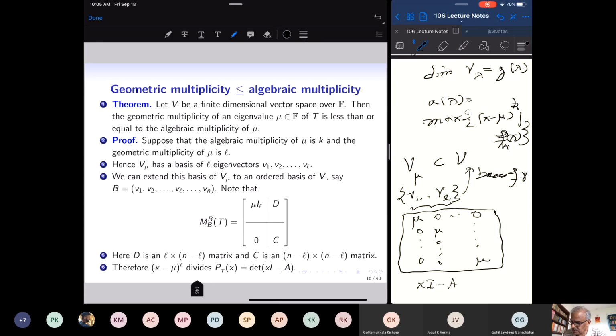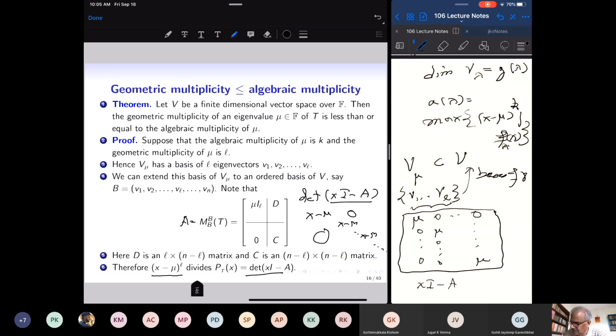Yeah, so if you find the determinant, let's call this matrix A, then the determinant of xI minus A will involve x minus mu, x minus mu, x minus mu, etc. There will be other terms, okay, but these are all zeros here. So the determinant of this will have a factor x minus mu to the power L. Okay, so x minus mu to the power L will be a factor of the characteristic polynomial, right?